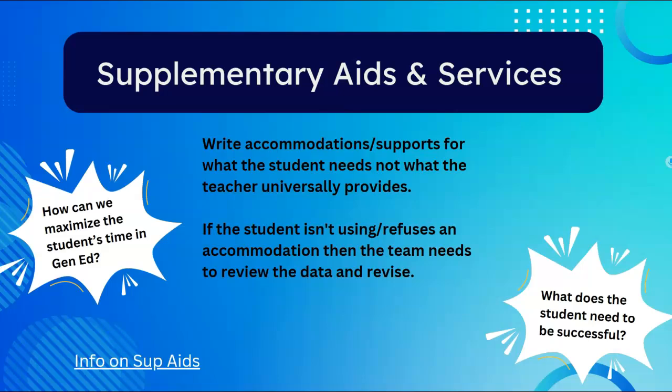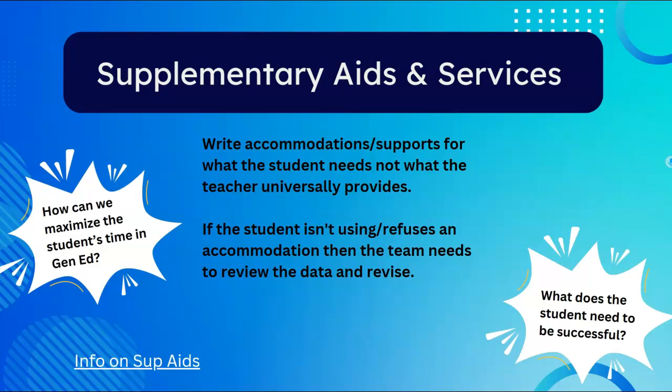So if the student needs a Chromebook or needs something that will provide speech to text so that they don't have to write, they can just speak and it will type, or they can just listen to text. If they need that to be able to get through their assignments, then it has to be written in the accommodations, and it has to be written in supplementary aids and services, even if everyone has access to it.